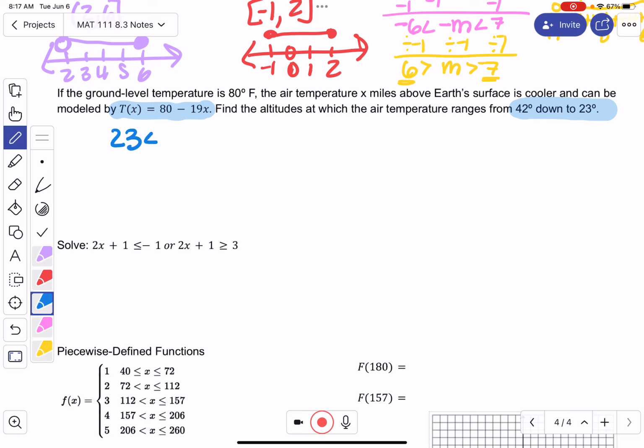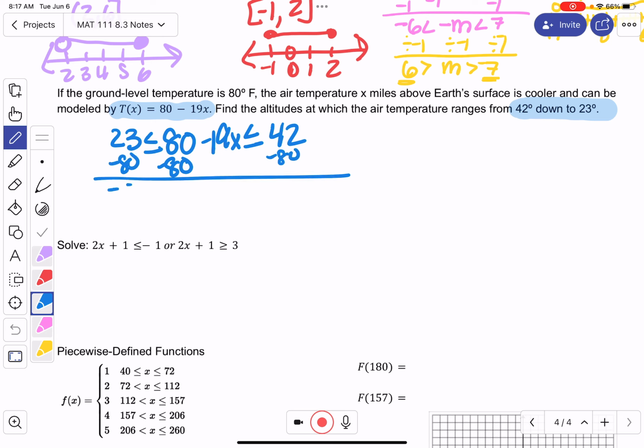23 is less than or equal to, and then we do the equation, 80 minus 19x is less than or equal to 42. So we take that equation, put it between the 2 ranges, and then solve. So I'm going to subtract 80 from both sides. And I get negative 57 is less than or equal to negative 19x, which is less than or equal to negative 38.